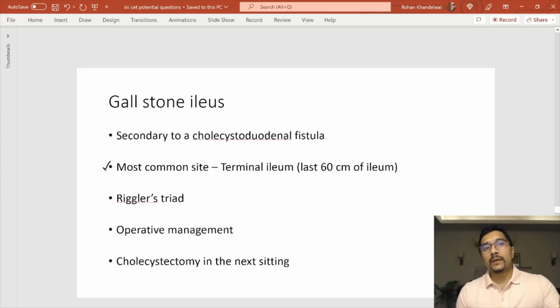Mirizzi syndrome is when the gallbladder becomes adherent with the CBD. The stone pushes against the CBD. So in Mirizzi syndrome, patient will have jaundice, raised ALP, and ultimately a fistula forms between the CBD and the gallbladder.